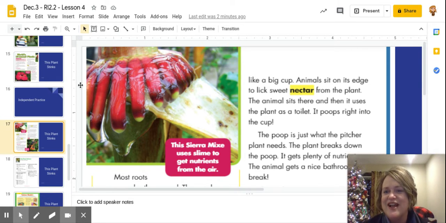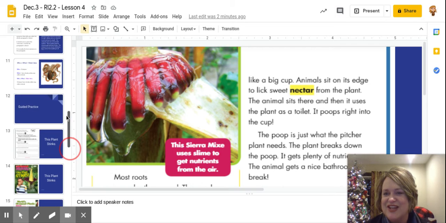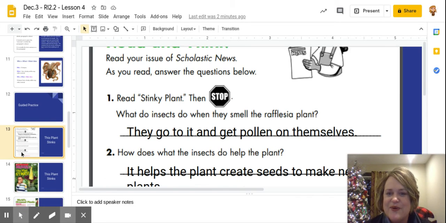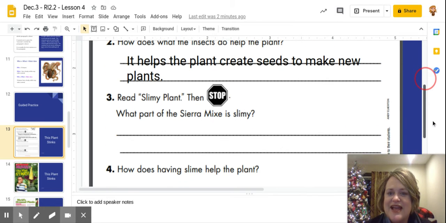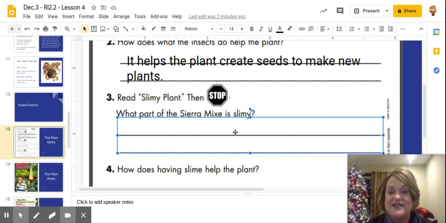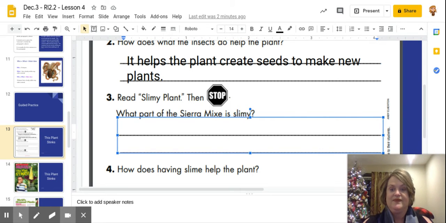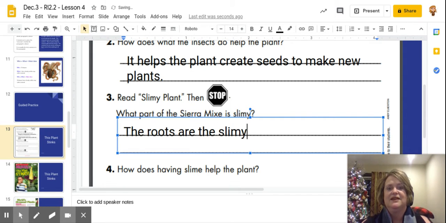That is pretty cool. All right, so let's go to our thinking question about this section. It says what part of the Sierra mix is slimy, and it is the roots. And the roots are on the outside and not in the ground. The roots are the slimy parts of the plant.